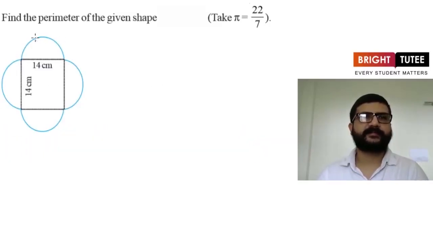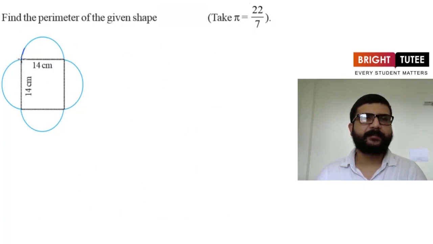Now let's try this question. The question is, find the perimeter of the given shape. As we can see here in the figure, the shape is given to us and we have to take pi as 22 upon 7. Now what kind of shape is it?